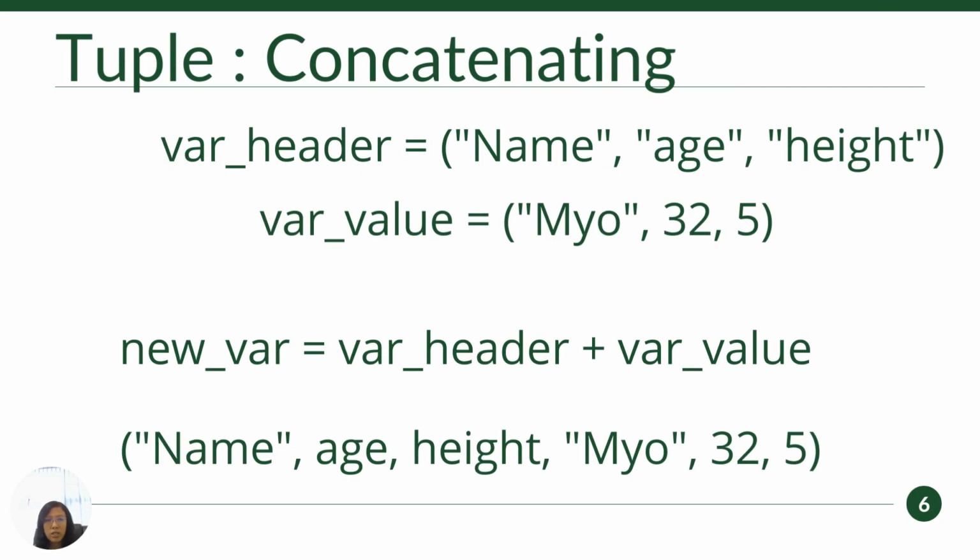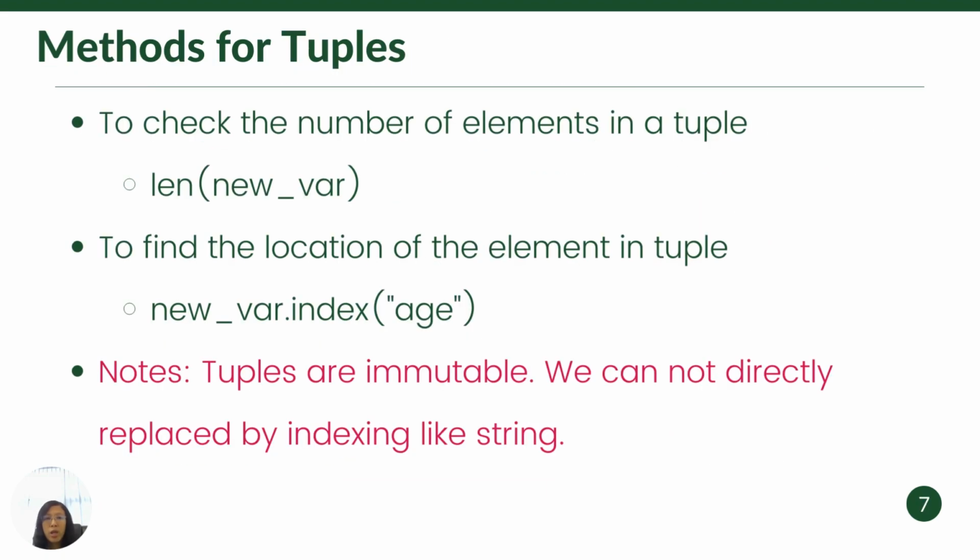Like the string data type, you can also concatenate tuples. Right? To concatenate two tuples together, you can use a plus sign like with strings. Okay. Now let's touch on more methods for tuples. Right? To check the number of elements in the tuple, you can use the len function, and len is used for all the variable types. Right? And to find the location of an element in the tuple, you can use the index method.